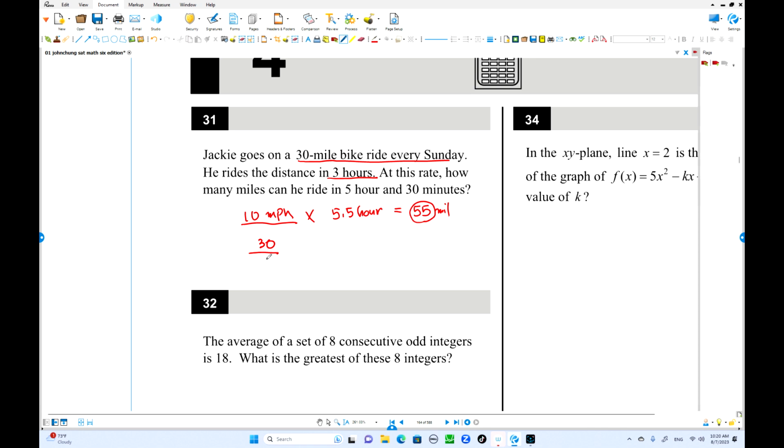Or you can use a proportion too. 30 miles takes 3 hours. X miles takes 5.5 hours. That's the proportion because it's the same rate, same speed. So from here you can find the value of x. This is 110 times 0.5 on both sides, so x equals 55. Okay, you can use this method too.